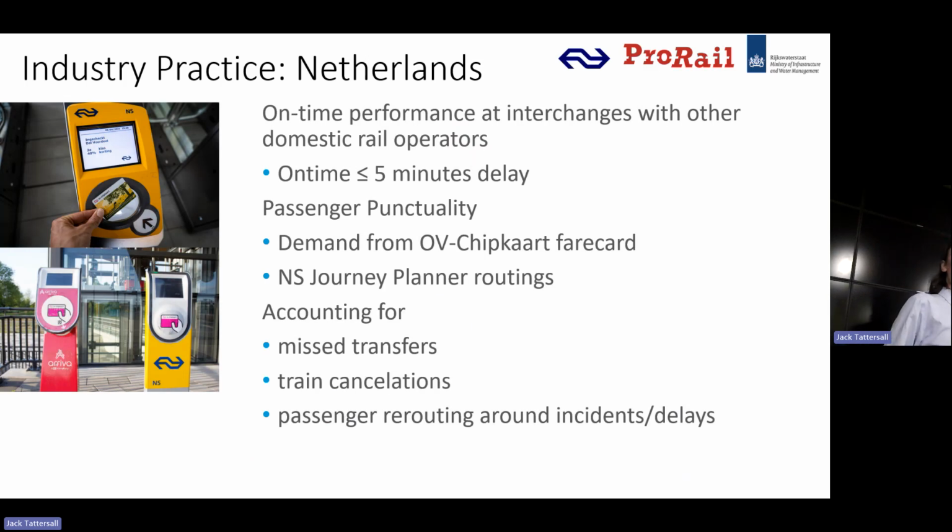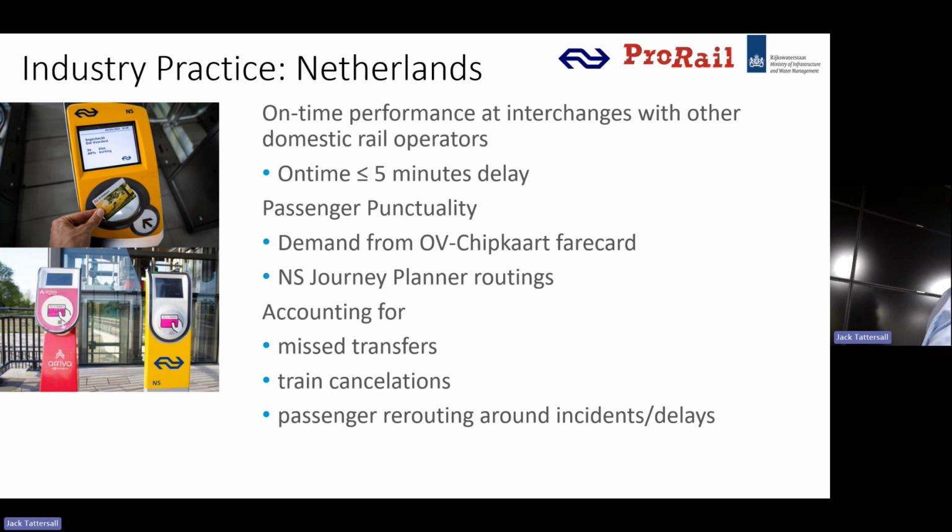So for instance, in the Netherlands, the majority of rail services are operated by Nederlandse Spoorwegen, and they report two metrics that are of interest to us. The first one is they don't operate all the rail services within the Netherlands. Some are contracted out to other operators like Arriva Nederland and Keolis. And so NS reports the on-time performance of its services at interchanges with other domestic rail operators. But that's just NS's own on-time performance.